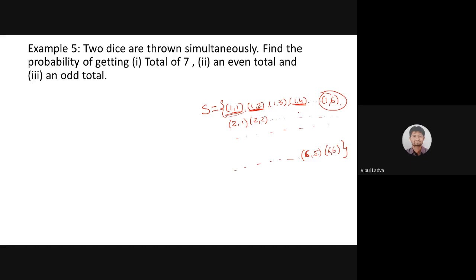In second, 2, 5; 3, 4; 4, 3, like that. So you need to give me the probability that we get a total of 7. Then after, we get an even total.